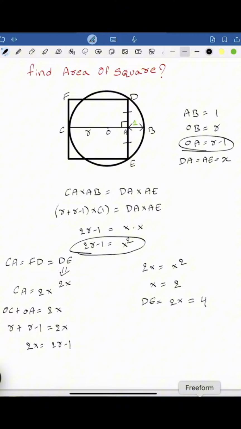So now we know the side of the square. So the area of the square is side squared, which is equal to 4 squared. So the area of the square is 16 square units.